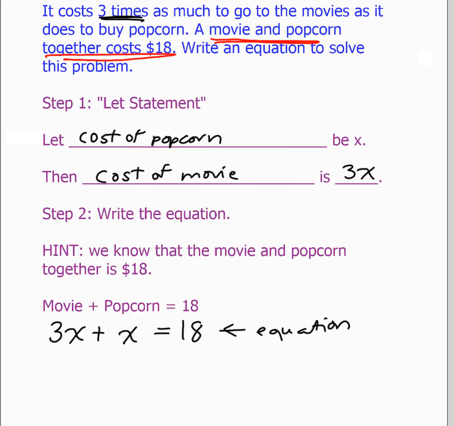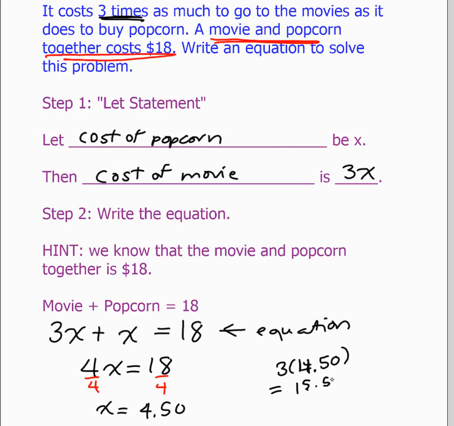Now, if you wanted, you could also write this as your equation. And then you can go ahead and solve it. In this case, it just said write an equation to solve, but if you did go ahead and solve, you would divide both sides by 4, and then you would end up with 4.50. That would be the cost of the popcorn. And to get the cost of the movie, you would then just do 3 times 4.50. Whoops, I wrote 14.50 almost. So 3 times 4.50, which would be 15.50. Nope, sorry, 13.50. Where's my eraser?